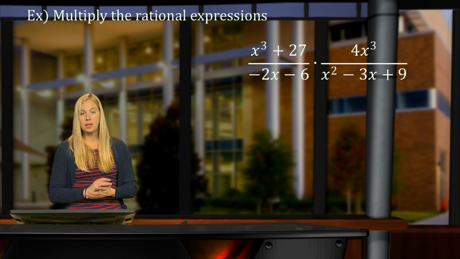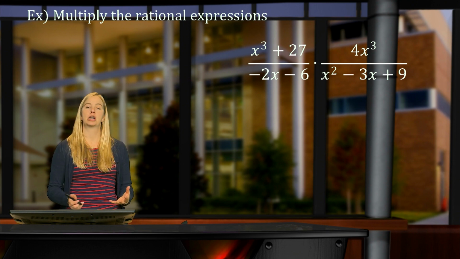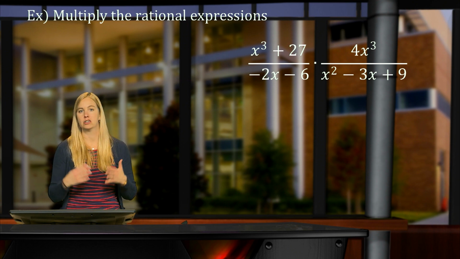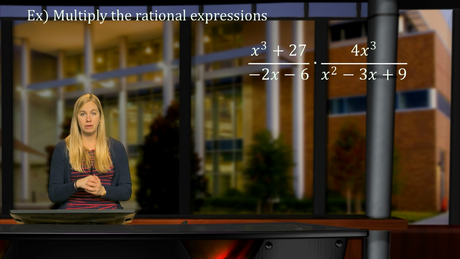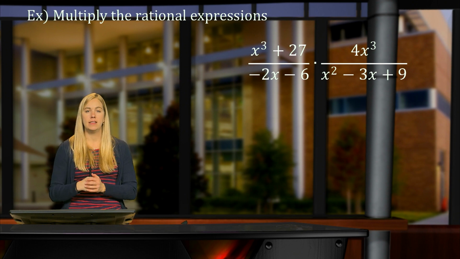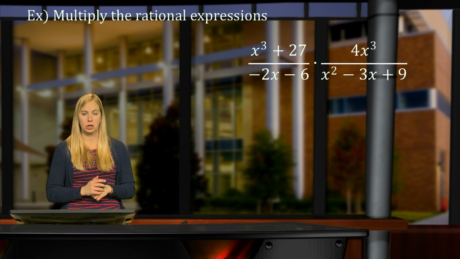Let's try another one. x cubed plus 27 divided by negative 2x minus 6, times 4x cubed divided by x squared minus 3x plus 9. Again, we're going to start by factoring everything. Factor all your numerators, all of your denominators. So go ahead and pause this video now, factor, and then come back and check your factors with mine.